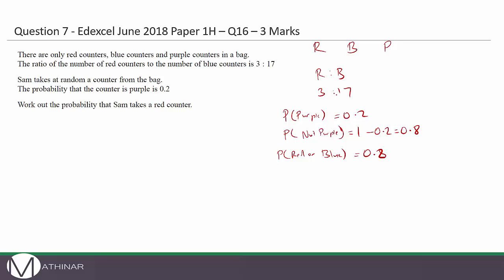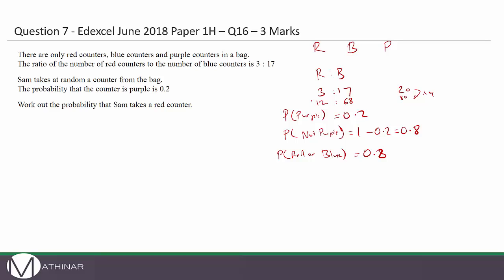So if we add these 2 ratios, we get 20. 3 add 17 is 20. So since I know that the probabilities need to add up to 0.8, and 3 to 17 add up to 20, let's make it add up to 80. So I'm going to multiply by 4. 3 times 4 is 12. 17 times 4 is 68.